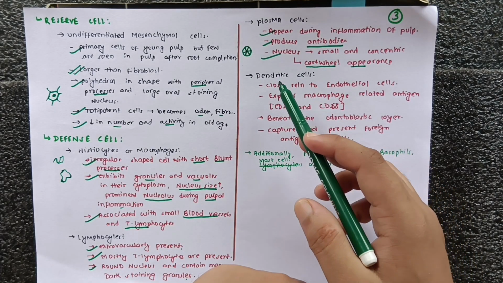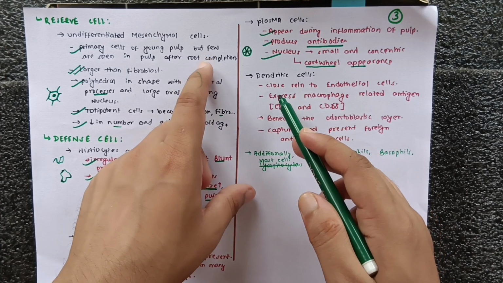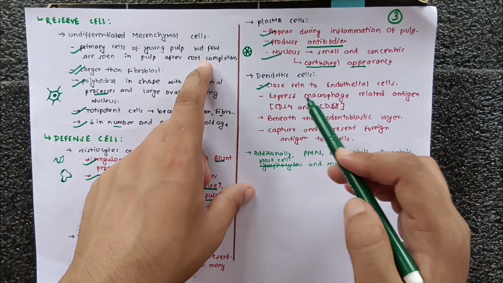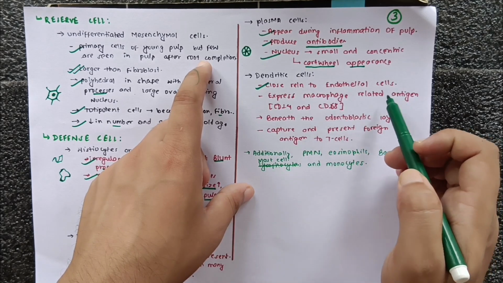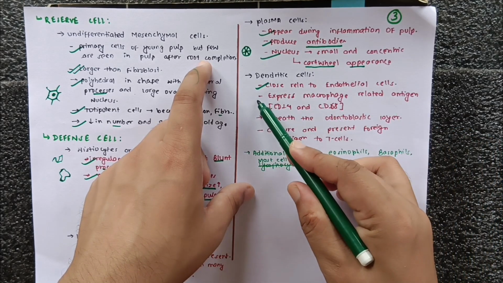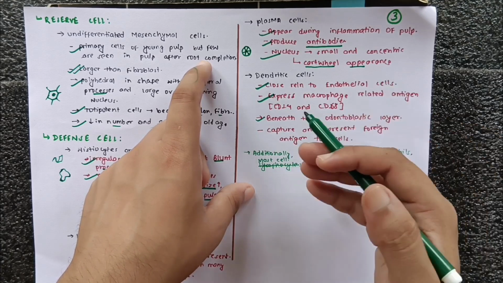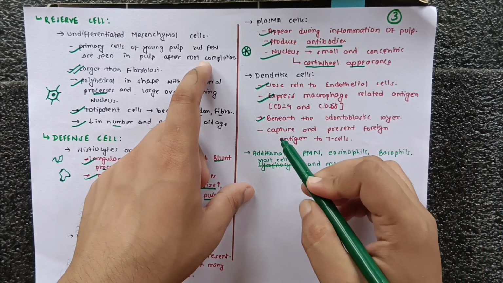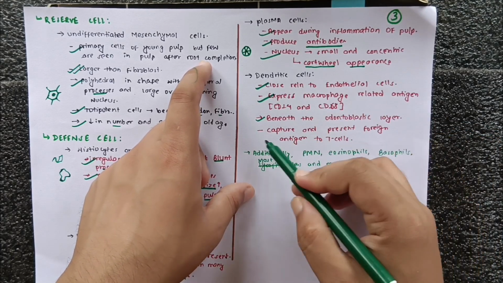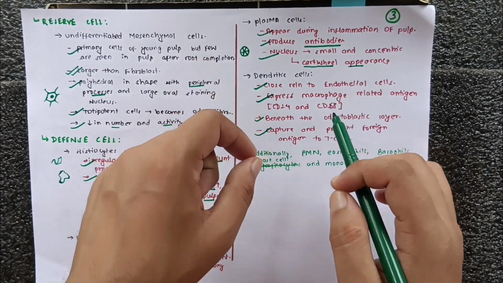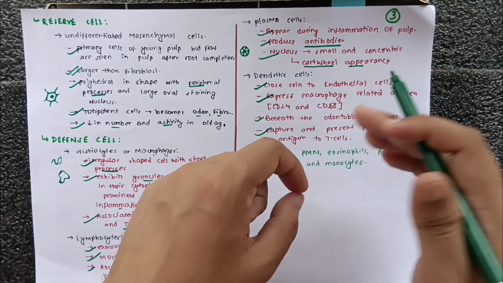After that, another cell is the dendritic cell, which is closely related to the endothelial cell. It expresses macrophage related antigens CD14 and CD68, and it is present beneath the odontoblastic layer in the pulp. It captures and presents the foreign antigen to the T cell. So dendritic cells are antigen presenting cells, and they are beneath the odontoblasts.